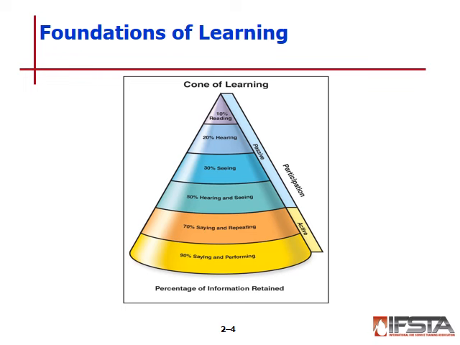And active basically means that the learner, the student, is participating in it, whether it be actually doing the skill or repeating what the skill is. So what's our important takeaway here? The more your student is involved, the higher percentage of information they're going to retain. And that's what the cone of learning is basically telling us. The more you can get the student active, performing, saying, and doing and repeating, the more they're going to remember.